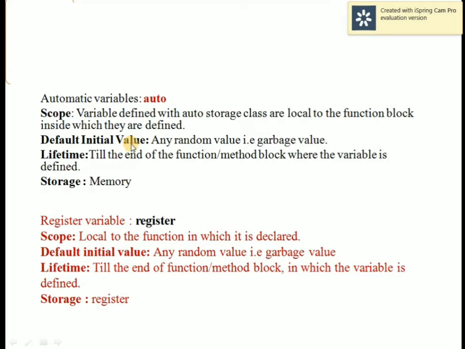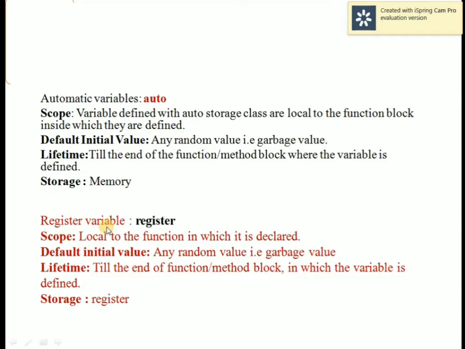Then is default initial value. Means if we have not initialized the variable explicitly, then what is the default initial value? It is any random value, that is, a garbage value, right? Then is lifetime. Lifetime is till the end of the function or block where the variable is defined. That means it doesn't retain its value outside the block. Then is storage. Storage would be in memory.